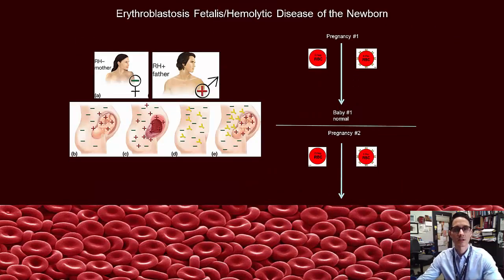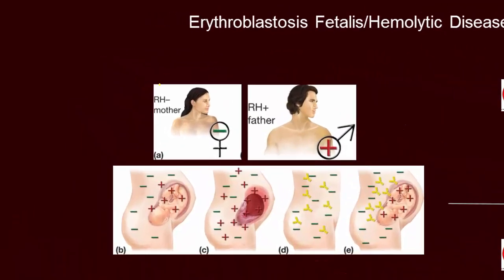Finally, one last thing I want to talk about here is a condition known as erythroblastosis fetalis. All right, it's also known as hemolytic disease of the newborn, or HDN. Okay, so how does this work? This is a condition where we have a mother who is Rh negative. Okay, so mom is, we'll call her D negative, meaning her red blood cells have no D antigen on them.